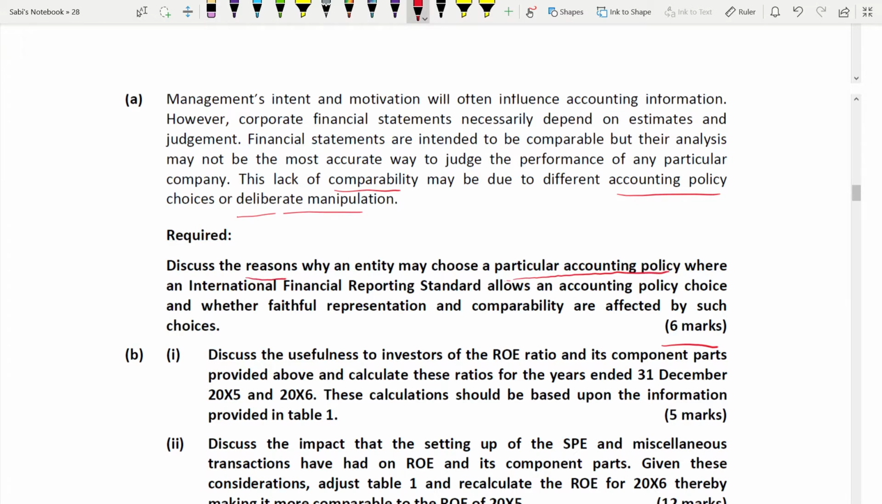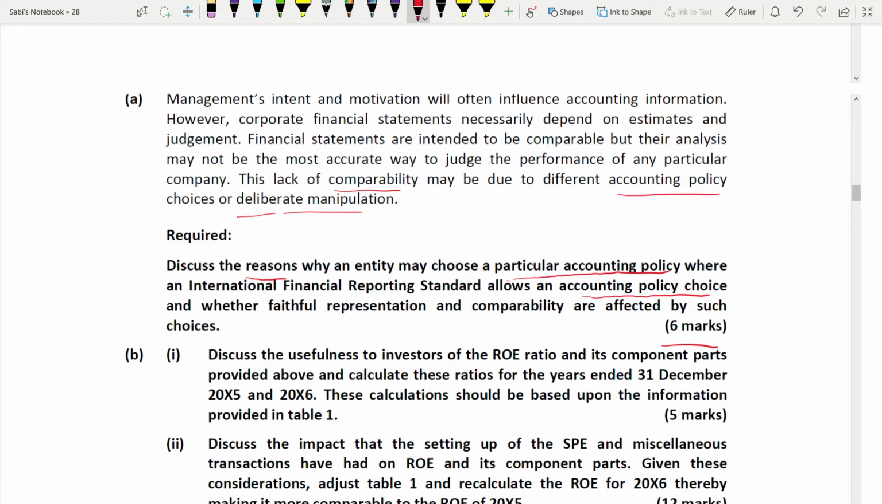This is not relating to a specific standard. Where an IFRS allows an accounting policy choice. Not every standard allows, but some standard allows you that accounting policy choice. For example, IAS 16. IAS 16 says you can use the cost model or the revaluation model to value your assets, non-current assets, intangible assets, investment properties. This gives you an accounting policy choice. So out of the choice, for example, cost and revaluation, which method are you going to choose? You have to give reasons why you are choosing a cost model or why you are choosing a revaluation model under IAS 16. So you have to mention those IFRS standards which allow you this choice.